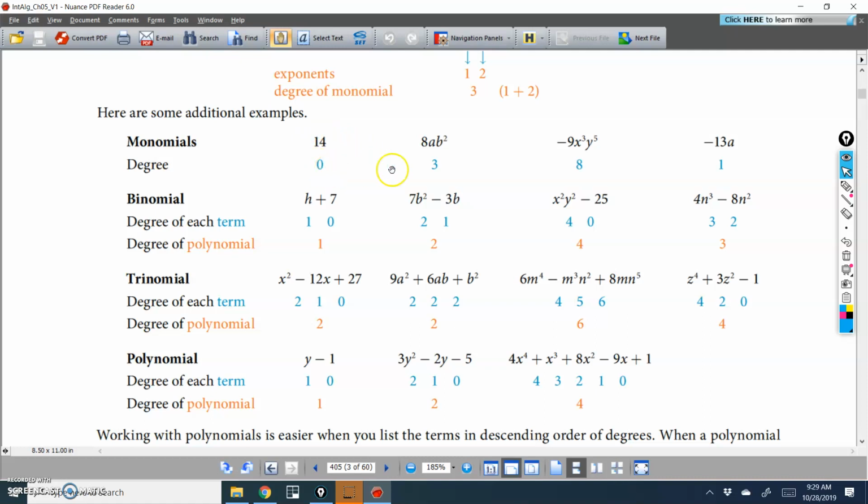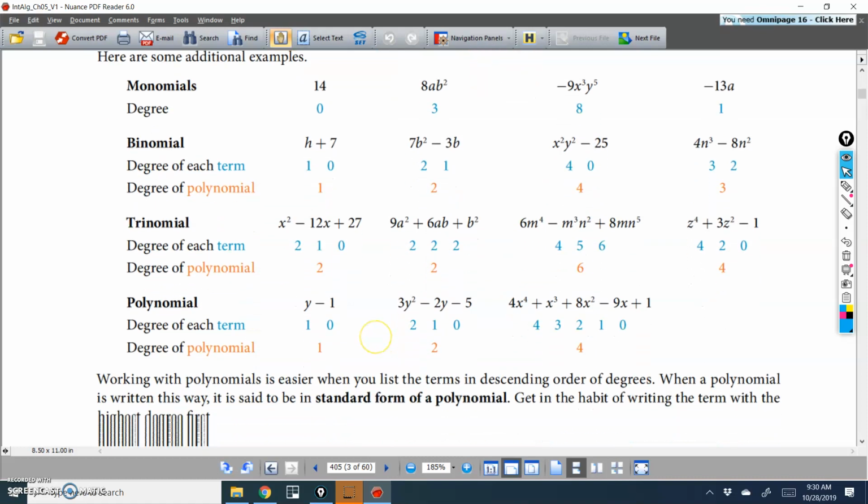So if we scroll down here and look at some examples, 14 has degree 0 because there are no exponents and variables there. AB squared has a degree of 3 because A has degree 1, B has degree 2, add those together. This term here has degree 3 plus 5, so 8. This term here has degree 1 because A to the first power. This binomial, the degree of each term, degree 1, degree 0, so the degree of the polynomial is 1. Degree 2, degree 1, the degree of the polynomial is 2. Degree 4, degree 0, the polynomial has degree 4. So the degree of the polynomial is always the degree of the greatest term in the polynomial.